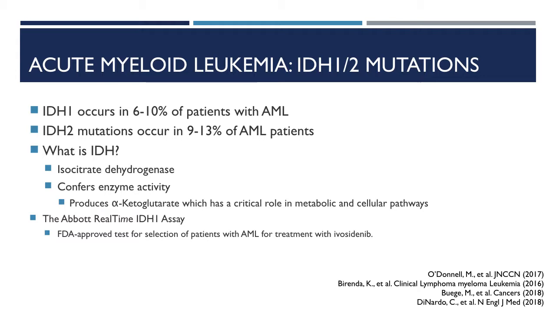And what exactly is IDH? It stands for isocitrate dehydrogenase, and in normal unmutated IDH, it confers enzymatic activity and produces alpha-ketoglutarate. The most important thing to know about alpha-ketoglutarate is it is critical for metabolic and cellular pathways and the leading of differentiation in these myeloid cells. Along with our new FDA-approved drug, we have a new FDA-approved test that'll test for this IDH1 mutation in our AML patients.